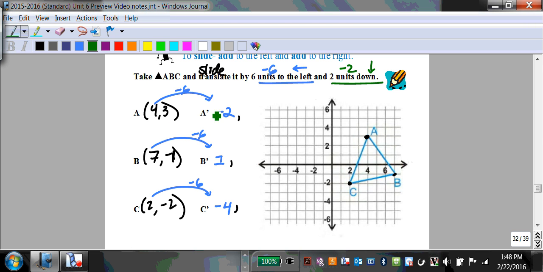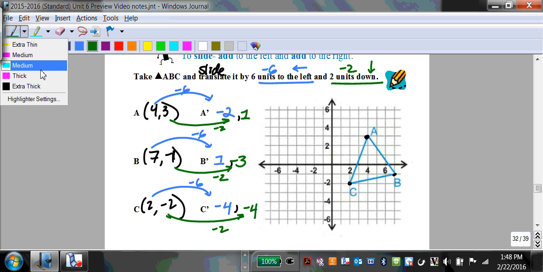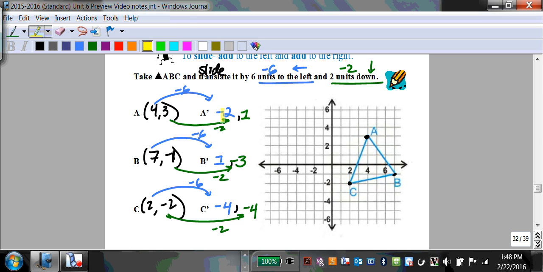And then your vertical motion is going to be -2. So I'm going to go this way, -2. So 3 -2, that's 1. -1 -2, -3, -4. So your new coordinates are right there.